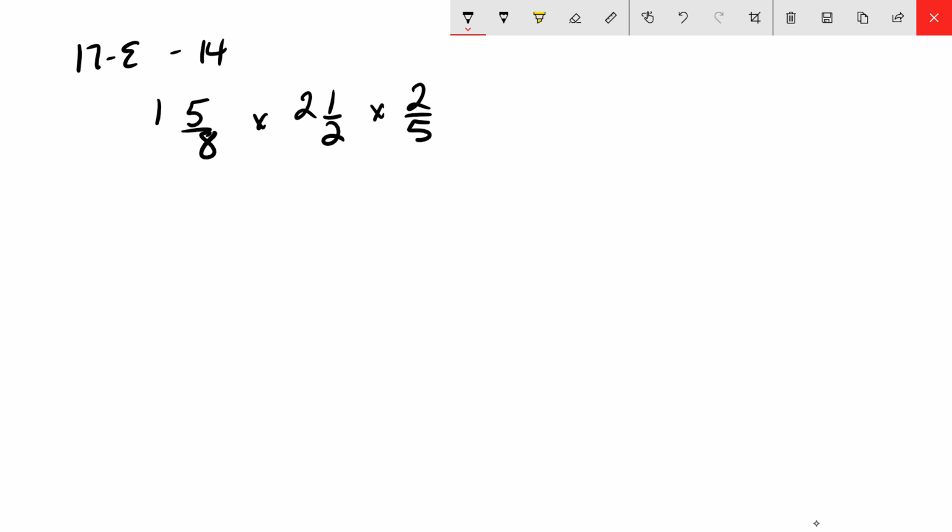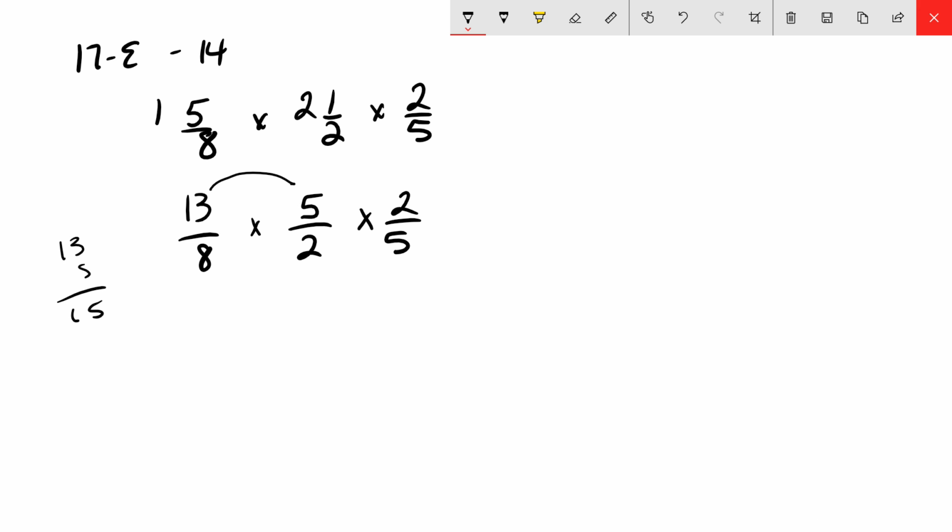Okay? I need to take this and make it into an improper fraction. So I do 8 times 1 is 8. Okay? Because this 1 is equivalent to 8/8. So 8, 9, 10, 11, 12, 13. So this right here is equivalent to 13/8. All right, this one right here, this 2 is going to be 4/2. You know, 2 times 2 is 4, plus that 1 is 5. So 2 1/2 is equivalent to 5/2. All right, and then over here, I also have 2/5. Okay, so I'm going to multiply those. So remember, I can do 13 times 5 and get my answer. 13 times 5, I'm going to get 65.